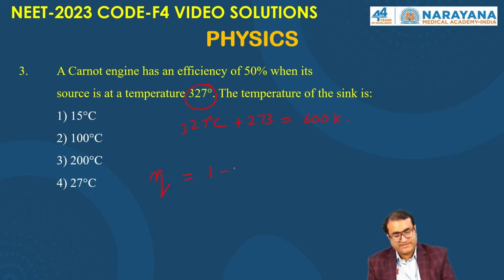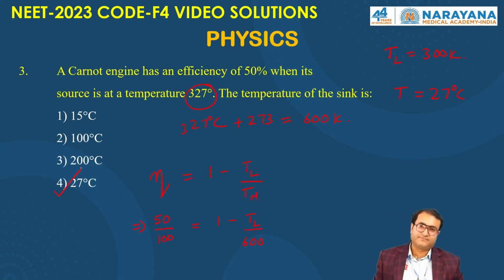Efficiency, we have a formula, it is 1 minus TL by TH. TL is the temperature of the sink. Efficiency is 50%. So 50 by 100 equals 1 minus TL by 600. From this we get TL equal to 300 Kelvin. We can convert it into degree Celsius by subtracting 273. Temperature in degree Celsius is 27 degree Celsius. So we can simply say option number 4 is correct in this question.